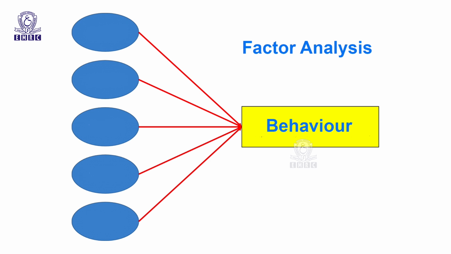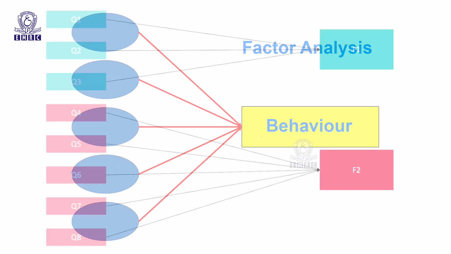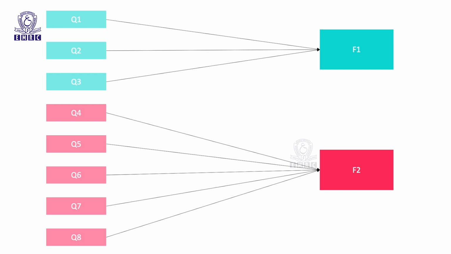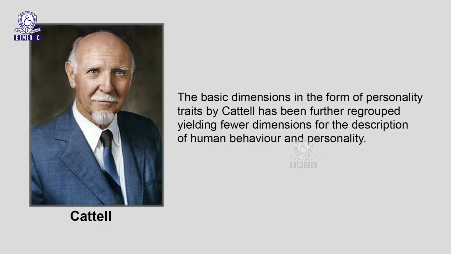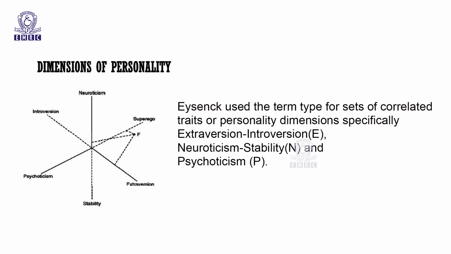This technique reduces behavior to a number of factors which can be grouped together under separate categories. Thus, the basic dimensions in the form of personality traits by Cattell were further regrouped, yielding fewer dimensions for the description of human behavior and personality. Eysenck used the term type for a set of correlated traits or personality dimensions, specifically extraversion, introversion, neuroticism, stability, and psychoticism.